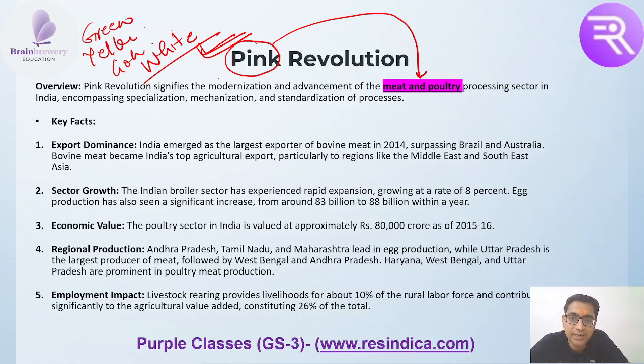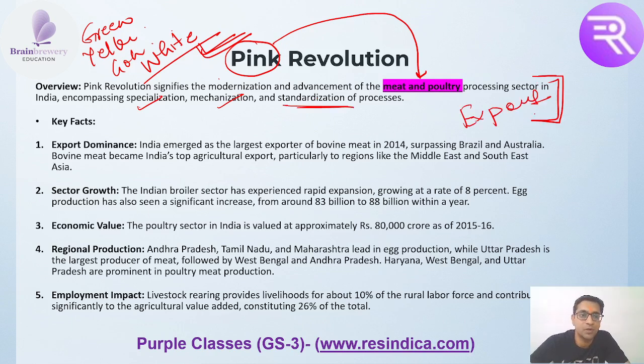How we can revolutionize the meat and poultry sector, how we can do the specialization, how we can do the mechanization, how we can provide the standard processing. A special focus area is the export oriented units. Okay, so key facts are export dominance, because India has already emerged as the largest exporter of bovine meat. Earlier Brazil and Australia were there, but now India's bovine meat has become a top agriculture export commodity in the world, and it is sending meat to the Middle East and Southeast Asia.